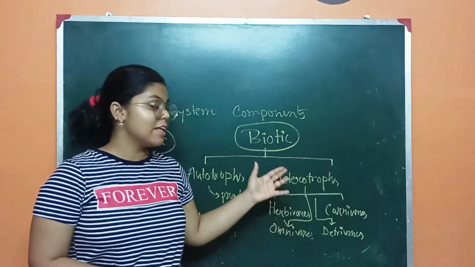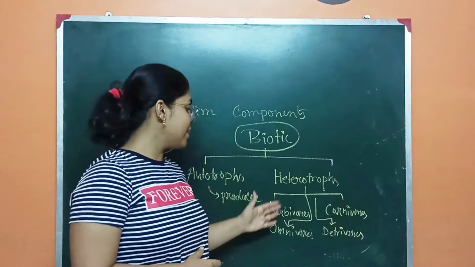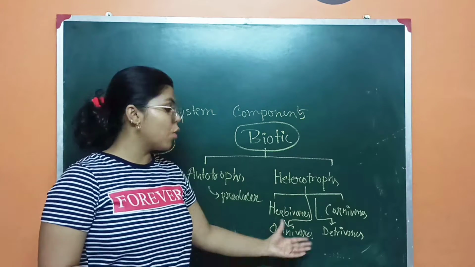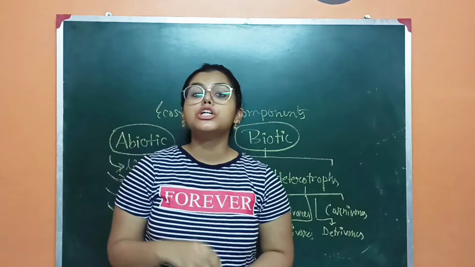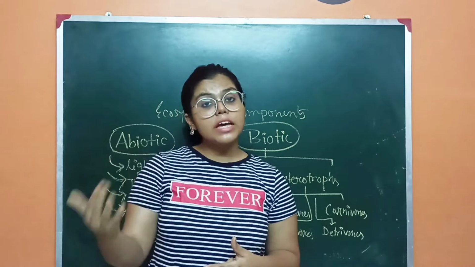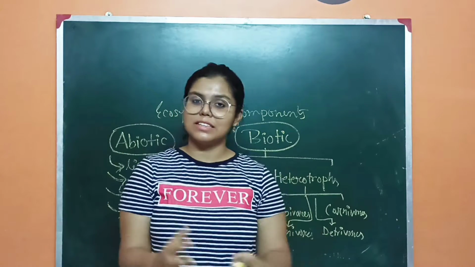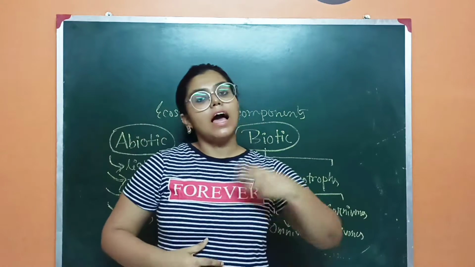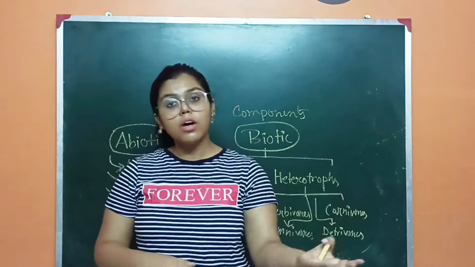Now I come to the heterotrophs part. So we are heterotrophs, yes, but which part? There are four types of heterotrophs present: herbivore, omnivore, detritivore and carnivores. What are herbivores? Basically those animals that feed upon the plants, like cow, goat, etc. They are herbivores. And the next is omnivores. They can eat plants and animals too, like us. We are omnivorous. We can depend upon plants and also animals.